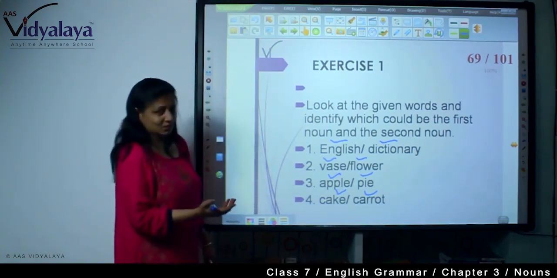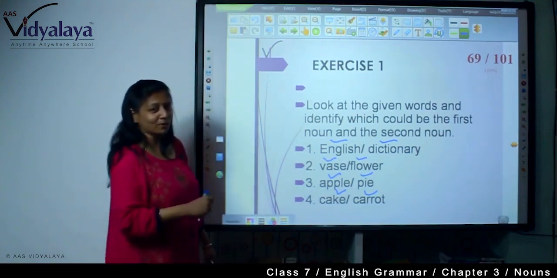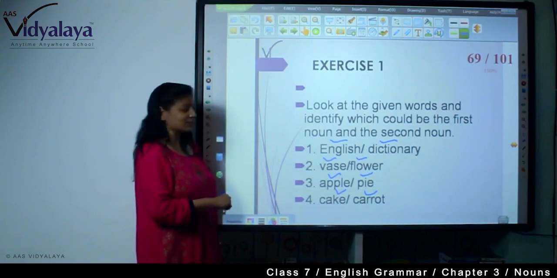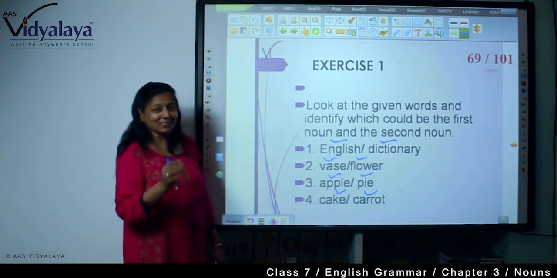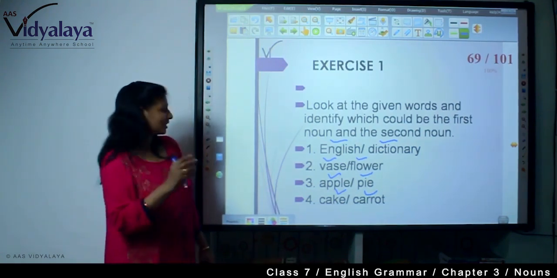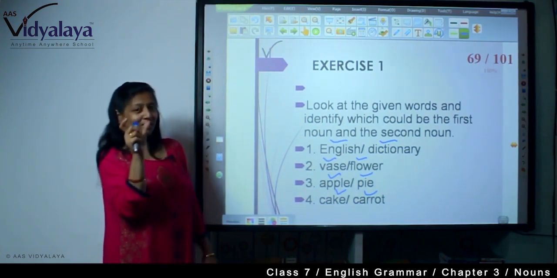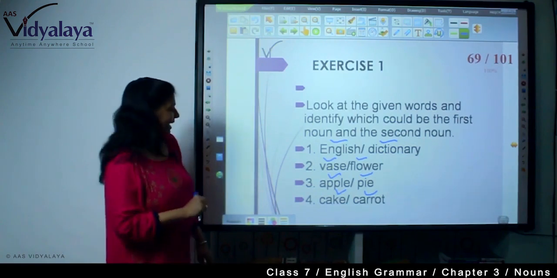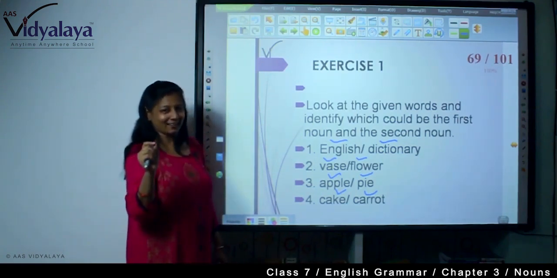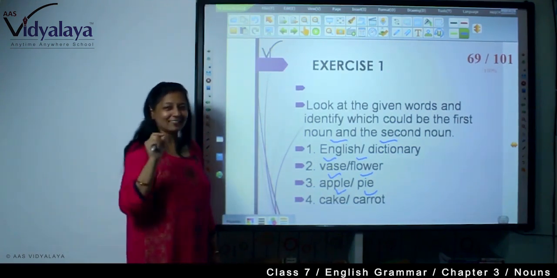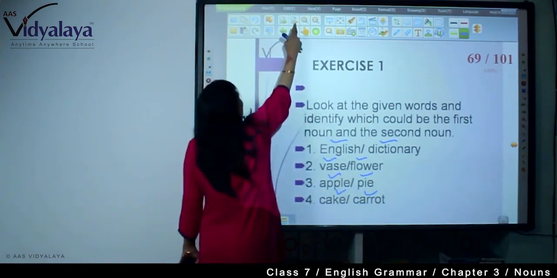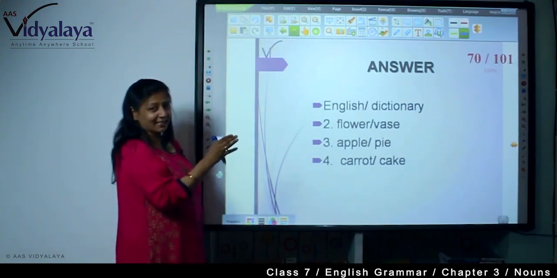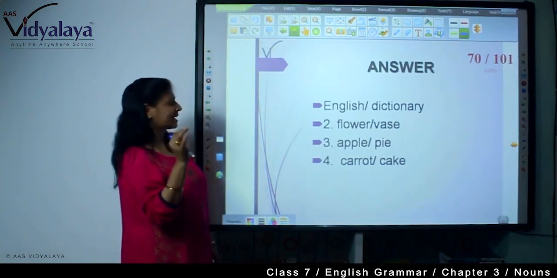I am saying just "English dictionary," a very common phrase. You say English dictionary, you don't say dictionary English. So English is the first noun. Flower vase, you don't say vase flower. So two nouns are there, and we make one attributive noun, flower vase. Apple pie, that's correct. And carrot cake. It's not cake carrot, it's carrot cake. So in this way, you need to understand which noun is the head noun and which noun is the describing noun.